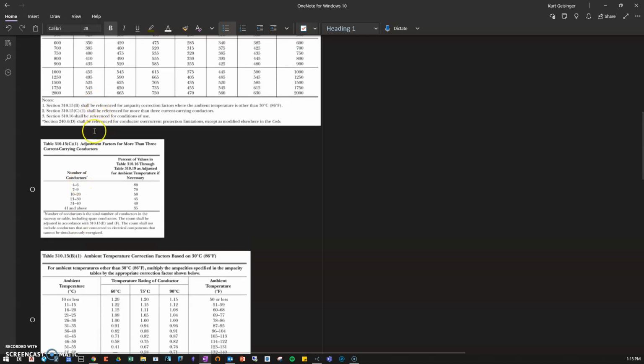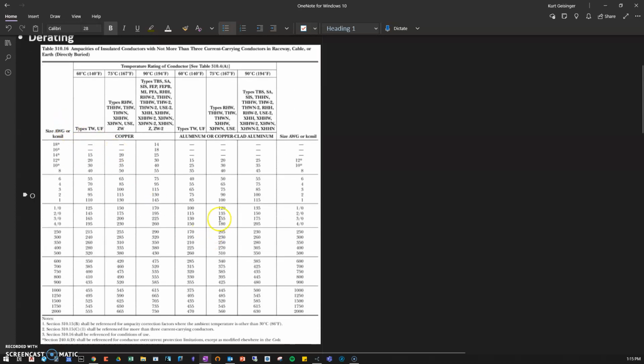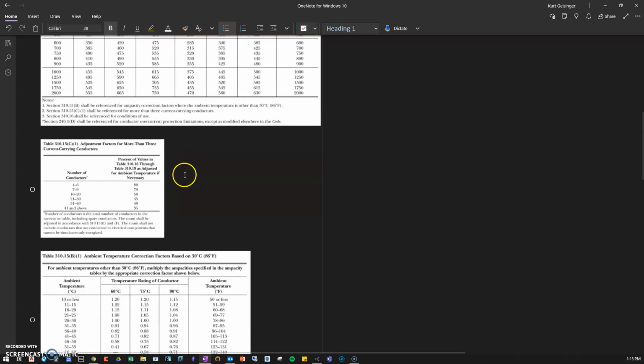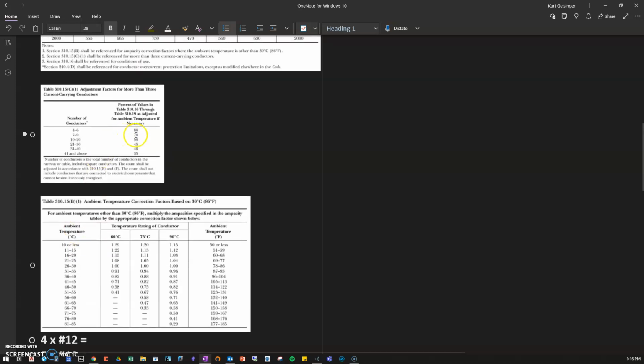So the first thing I got to do is check my table for more than 3 current carrying conductors. That happens to be 310.15(C)(1). If you guys find 310.16, it's actually, I think, maybe 2 or 3 pages back from that in your code book. So just flip back a couple pages, you'll find 310.15(C)(1). That table tells us, depending on the number of conductors, I'm going to multiply it by this percentage. I just said I have 9 conductors, so the 7 to 9 conductor percentage is 70%. So I'm going to multiply my number 12, and I didn't tell you these are all going to be THHN copper, by the way. I'm going to multiply the ampacity of my number 12 by 70%.